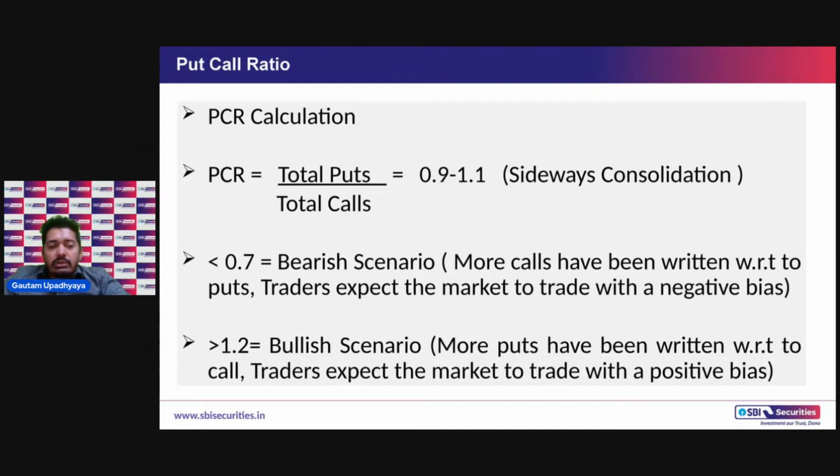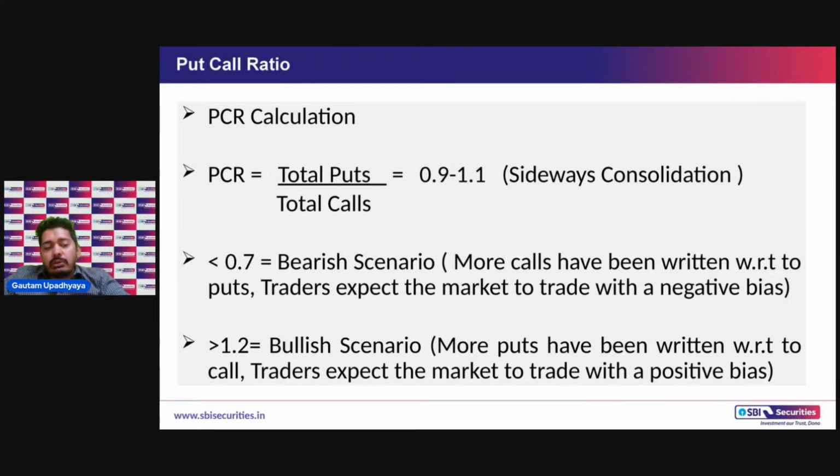Now take the scenario that this particular figure is less than 0.7. When will this figure be less than 0.7? When there are more call writers compared to the put option writers, that is when the figure will be below 1. Whenever the denominator is bigger than the numerator, only then will this figure be below 1. If the numerator is bigger than the denominator, the figure will be more than 1.